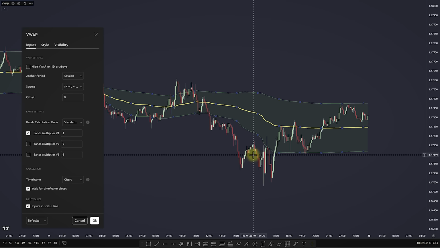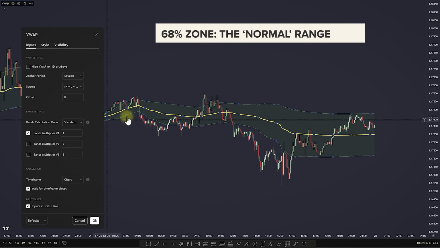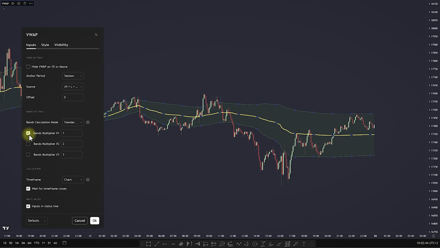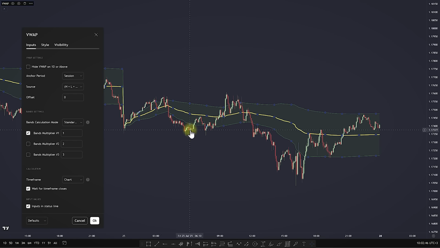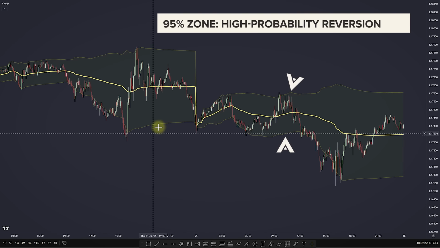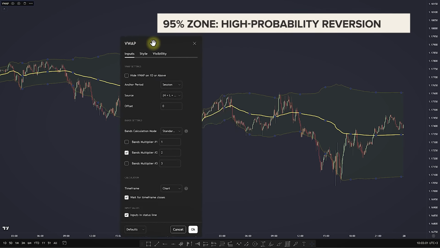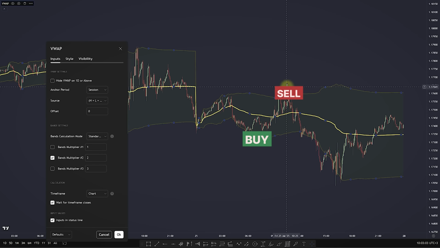The +1 and -1 bands contain about 68% of price action. This is the normal trading range. When price is between these bands, nothing special is happening. But watch what happens at the +2 and -2 bands. This is where 95% of price action should stay contained. When price hits these levels, you get mean reversion signals. The probability heavily favors a move back toward VWAP.